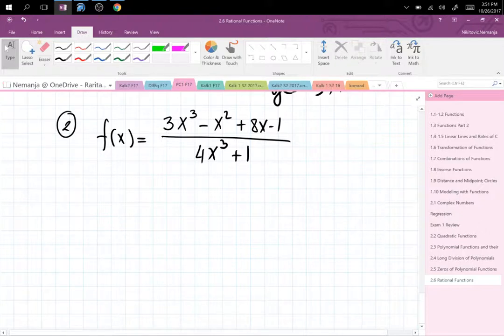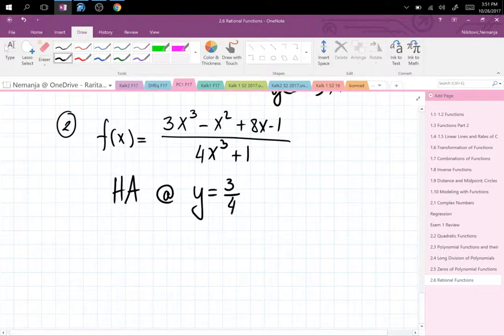Good. So degrees are equal. Both are 3 and 3, which means we use the leading coefficients. And that's what? 3 over 4. So, HA at y equals 3/4.